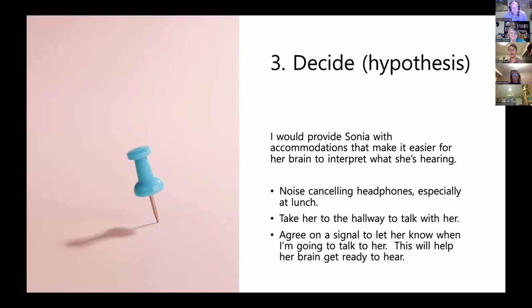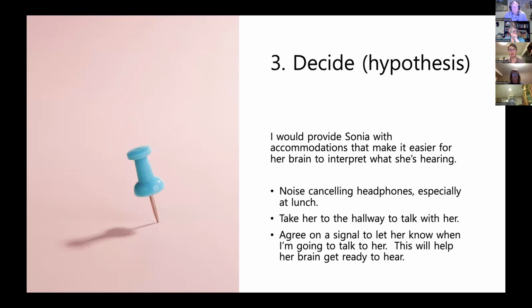So three, decide: put forth a hypothesis of what might help Sonia. I would provide Sonia with accommodations that make it easier for her brain to interpret what she's hearing, such as noise-canceling headphones, especially at lunch. I might take her to the hallway to talk with her, and I would agree on a signal to let her know when I'm going to talk with her.